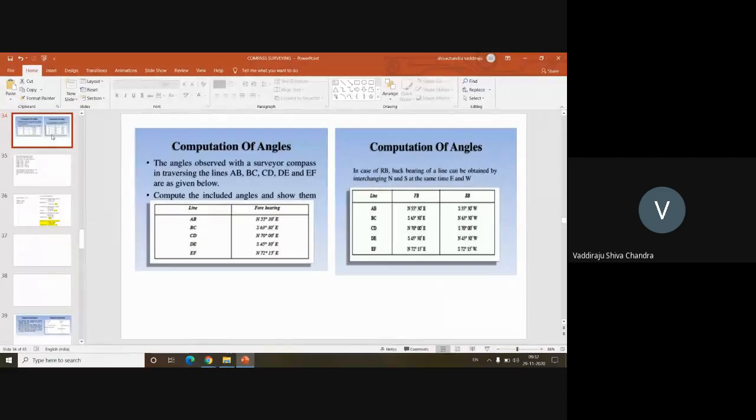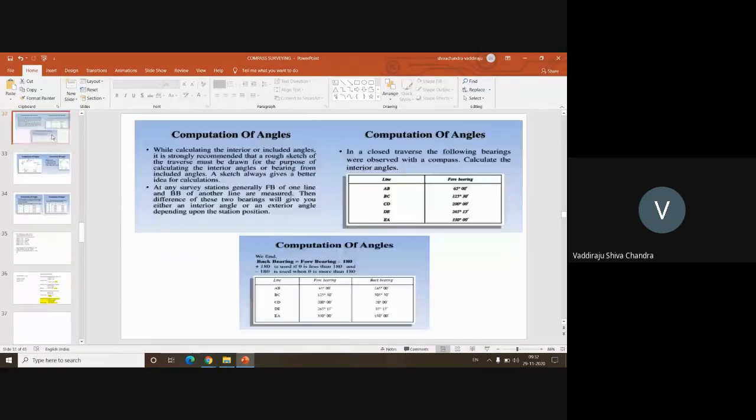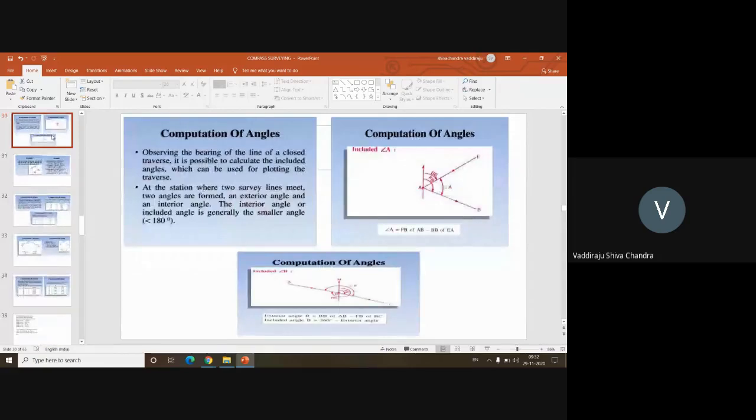Have computed the angles based on the bearings given. Okay, these problems you have solved. How to calculate the angle if the forebearing is given? You are going to calculate the back bearing using the equation: back bearing is equal to forebearing plus or minus 180. Okay. So if angles are given, then how to determine the bearing?